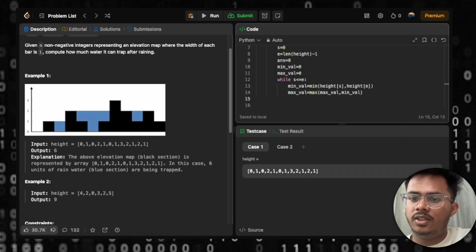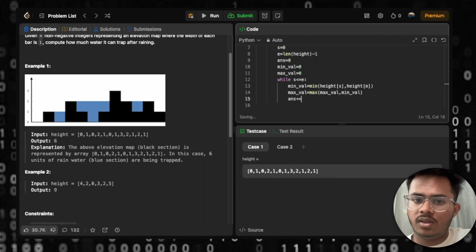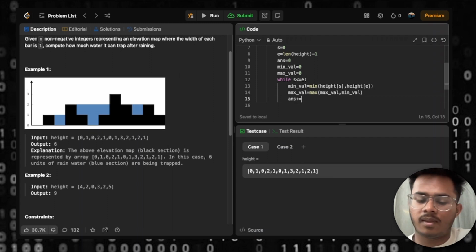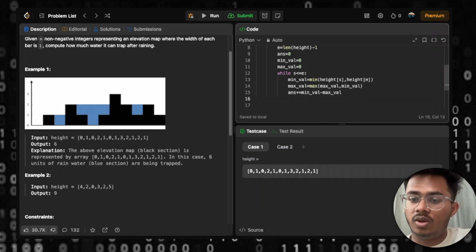And then we need to store this into our answer. For that, we'll take answer plus equals to, what are we going to store? We are going to store the minimum value minus the maximum value. Now the answer is defined.